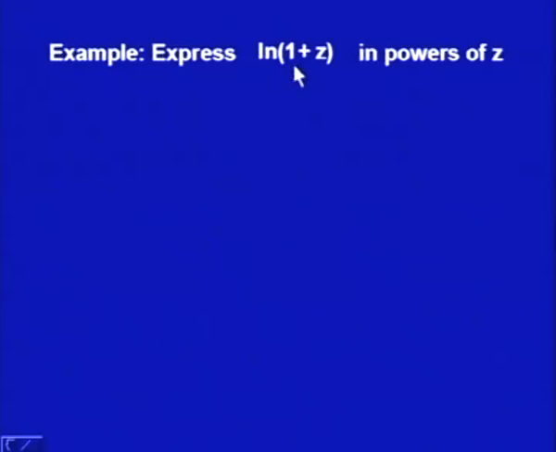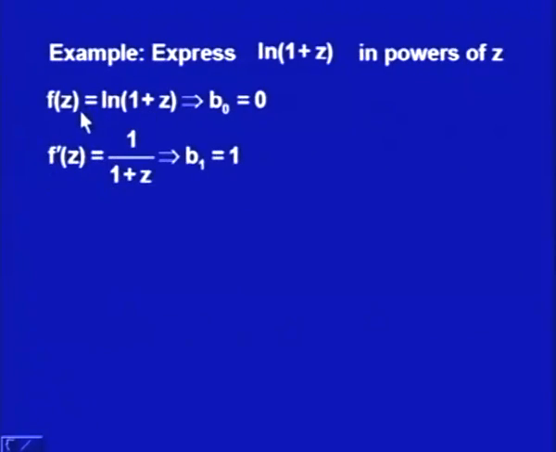Now, in this example, we try to express log(1 plus z) in powers of z. For this purpose, we consider f(z) is log of 1 plus z, differentiating and then writing z equal to 0. This gives me b_0 is equal to this. Simply writing z equal to 0 here, it will give me b_0, and this is nothing but 0 because log of 1 is equal to 0. Then differentiating this, that is 1 over 1 plus z, and then writing z equal to 0 gives me b_1 is equal to 1.